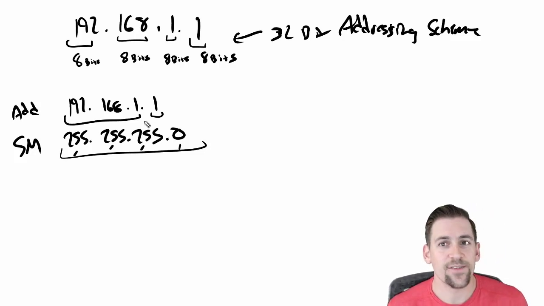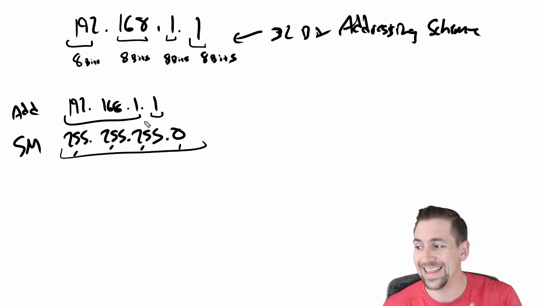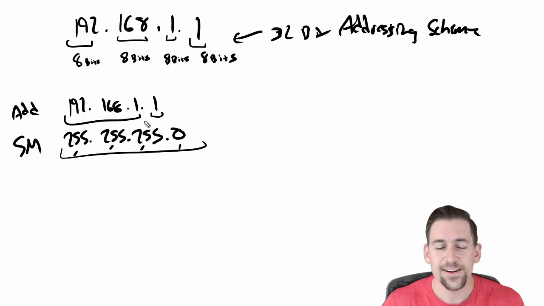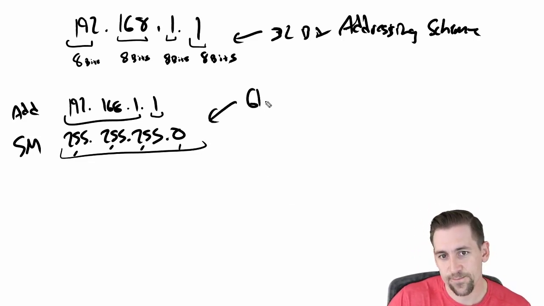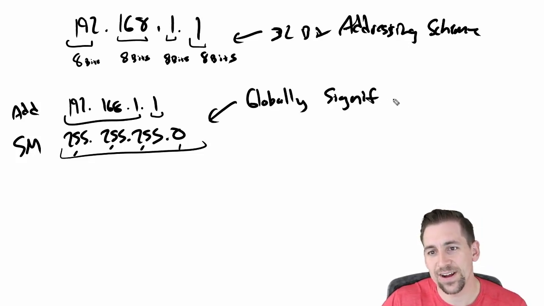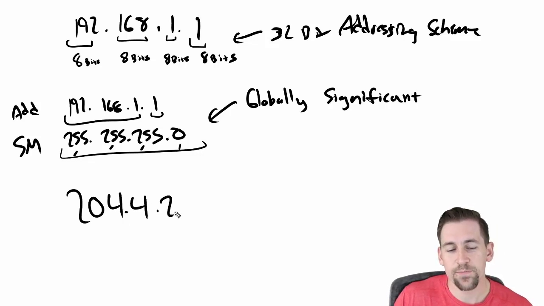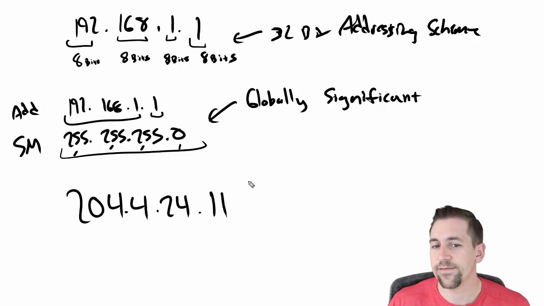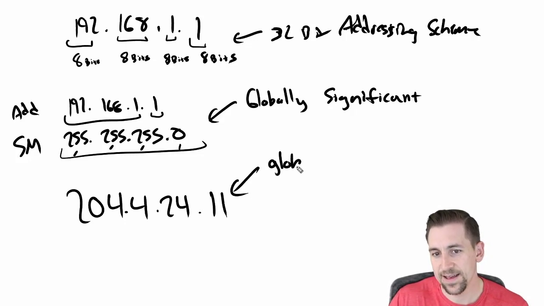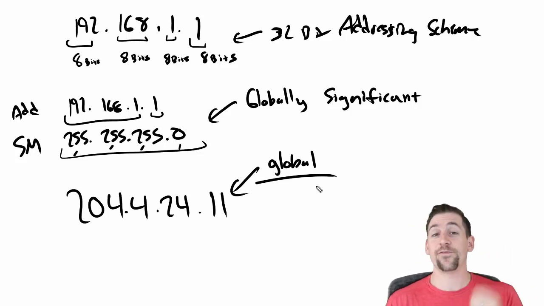Again, if you remember, I talked about locally significant only for our hardware addresses. That is not the case for our logical addresses like this. These can be globally significant. The address I've given you here is a private address, so probably not globally significant. But if I gave you a global address, 204.4.24.11, this is a global address. That means it identifies you in the world. It means that it's a way I can send you information, send you messages, send you stuff.